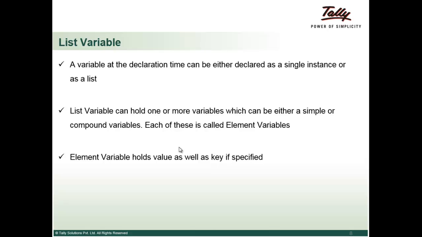A list variable can hold one or more variables, which can be either simple or compound variables, and each of these is called an element variable. Element variables hold a value as well as a key if specified. We'll see what this concept of key is when we go through list variable in detail.